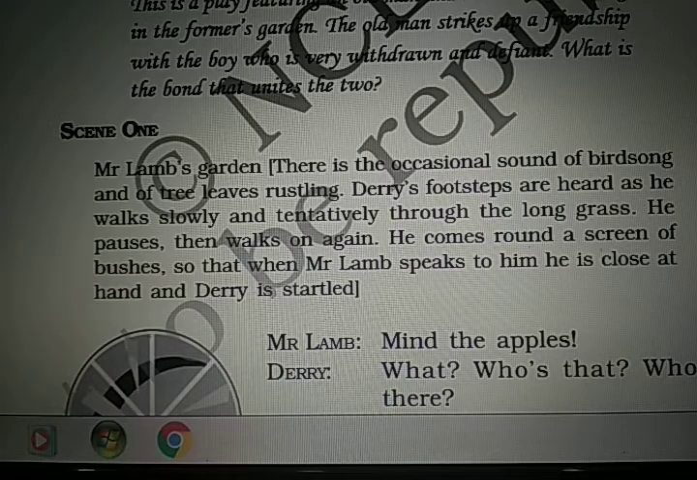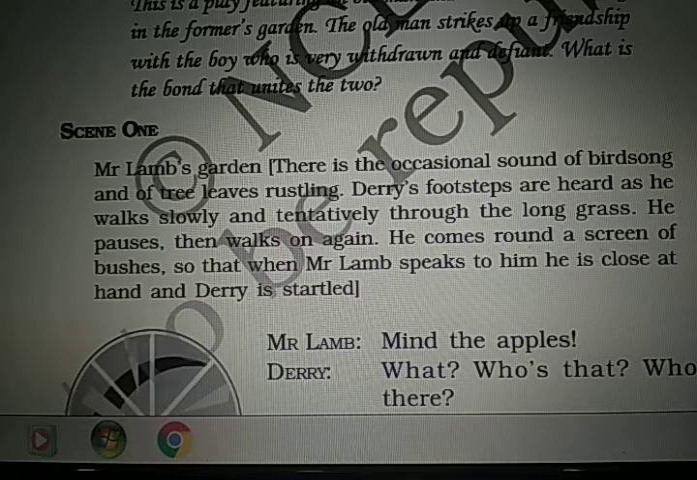And Derry's footsteps are heard as he walks slowly and tentatively through the long grass. Inside the garden, Derry's footsteps can be heard. He is walking slowly, and tentatively means uncertainly. He has not a particular destination to reach. Actually, he had climbed the wall of the garden and had entered the garden through the wall, thinking that there won't be anyone inside, because he didn't want to see people, he didn't want to meet people, he just wants to stay all alone. That is why he comes inside the garden through the wall. Otherwise, there is a gate also, a gate to the garden, and the doors of the gate are always open. But he comes there through the wall so that nobody could see him.